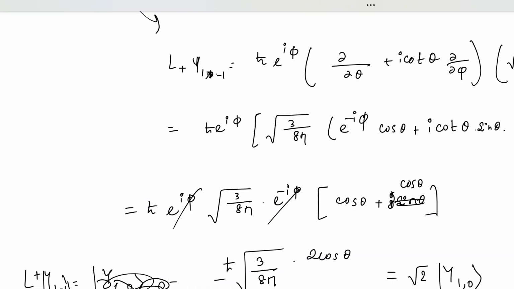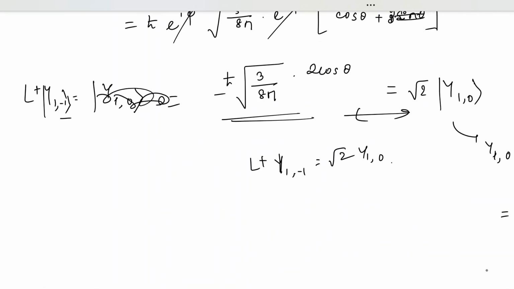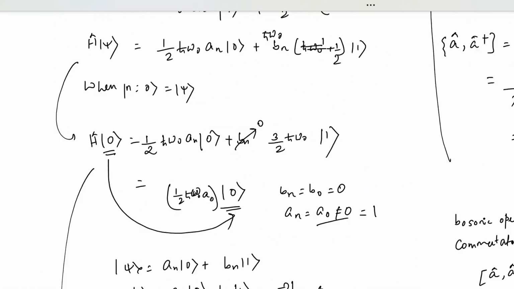So from here, if you compare with your expression given in the question of Y10, you will see that a, which is this root over a, was present there. So instead of root over a, this is root over 2, so a equal to 2 in our case. So the answer is a equal to 2.